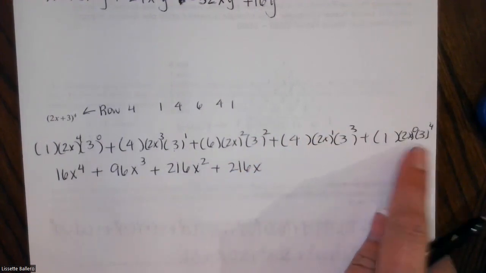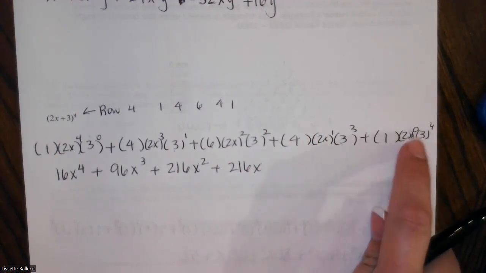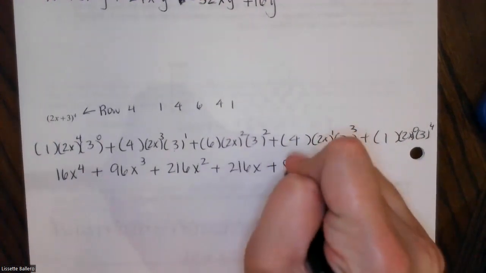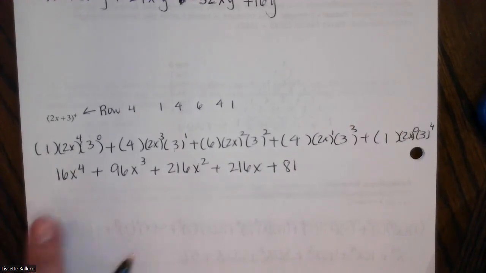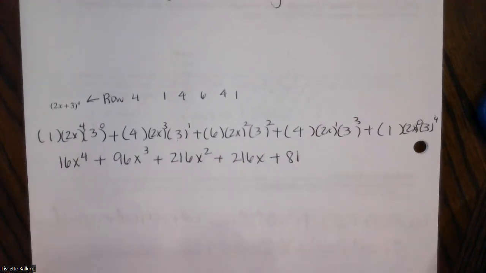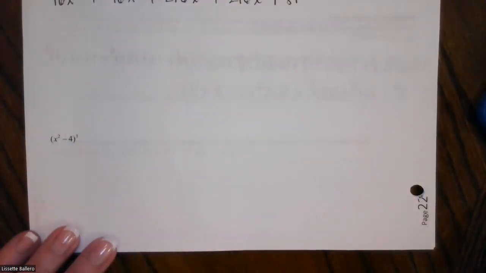And then we're going to go ahead and do our last one here. 3 to the fourth power is 81. 2 to the 0 power is still 1 times 1, so that's going to be 81. And with the x to the 0 power is 1. And so there is our binomial expansion. If you haven't tried one yet, make sure that you pause the video here and give this one a try, and then come back and check your work to make sure that you know how to do it correctly.